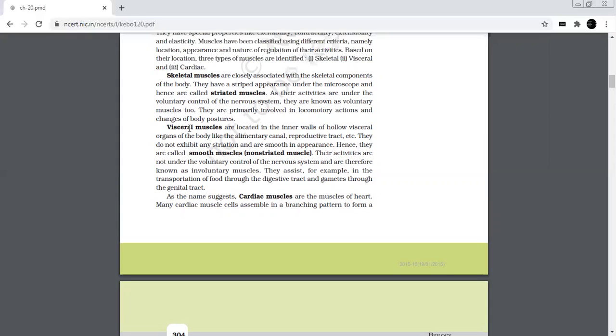Visceral or smooth muscle. They are found in the inner walls of visceral organs of the body like the alimentary canal and reproductive tract. They do not exhibit any striations and are smooth in appearance, and hence they are called smooth muscle. Cardiac muscle occurs in the wall of the heart and in the walls of big veins where these veins enter the heart. These are striated and involuntary in nature. The presence of oblique bands and interconnected discs are characteristic features.